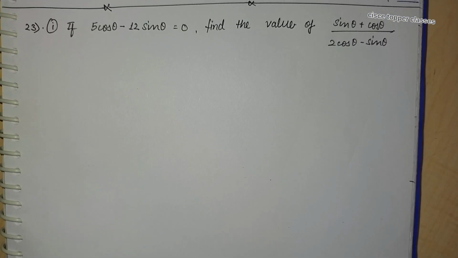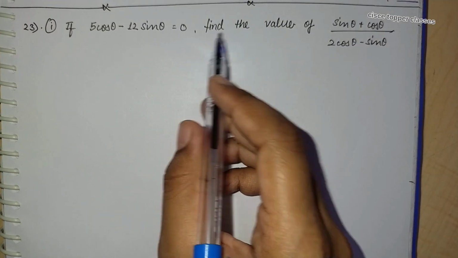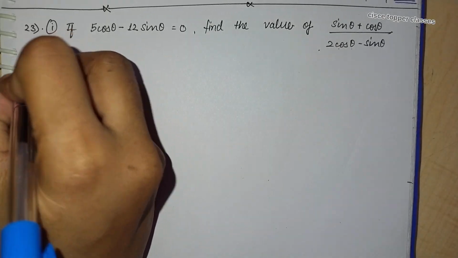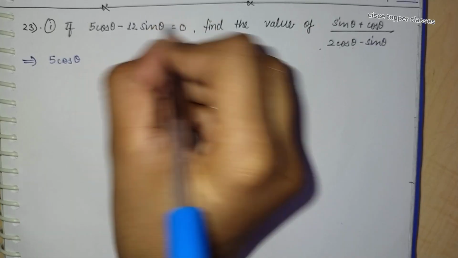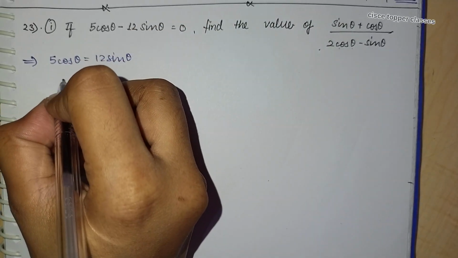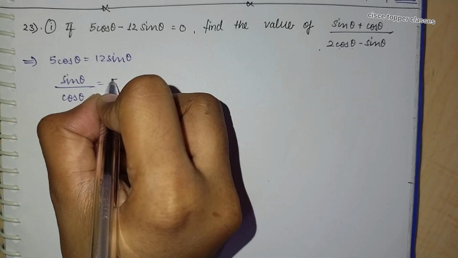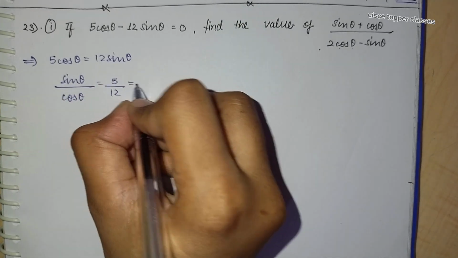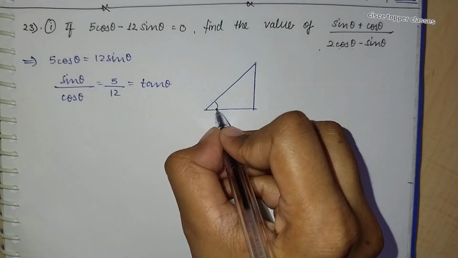Now let us solve the 23rd question, first part. If 5 cos theta minus 12 sin theta is 0, as given in the question, find the value of (sin theta plus cos theta) upon (2 cos theta minus sin theta). Firstly, we write this statement: 5 cos theta equals 12 sin theta, as it becomes positive on the other side. So we can write sin theta divided by cos theta as 5 by 12, because we know the ratio sin theta by cos theta is equal to tan theta. So from here we can draw a triangle like this. Let this be theta here.